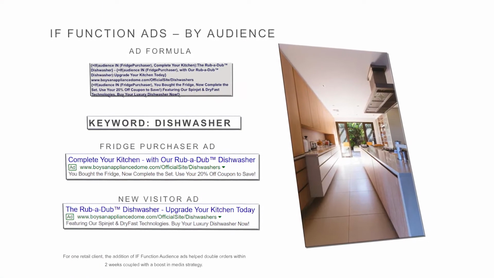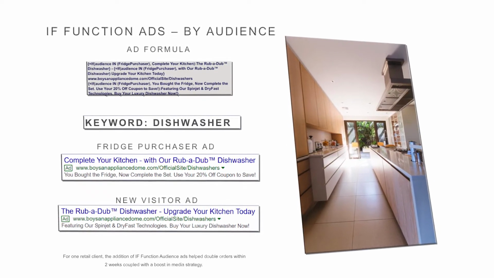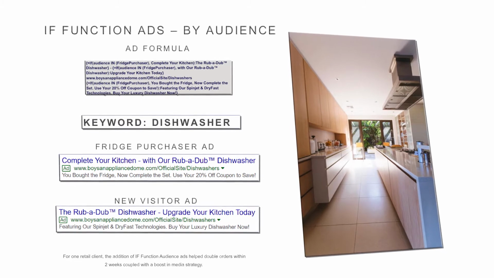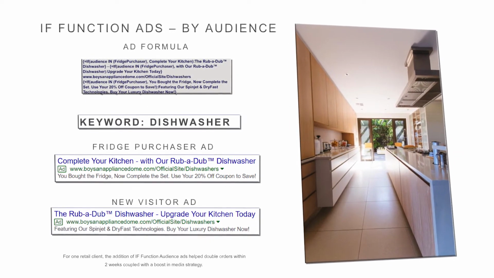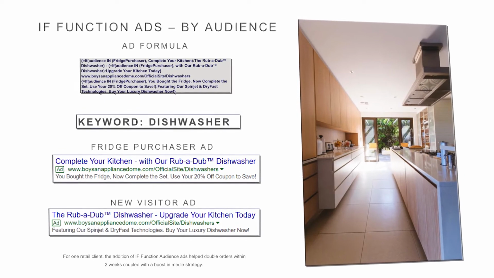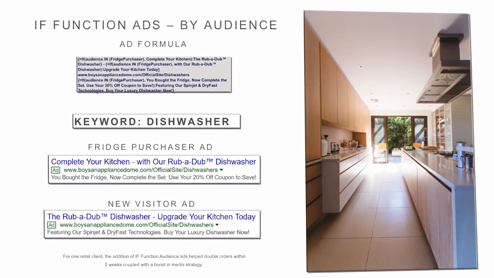If function ads are also a great companion for an e-commerce client. For example, there are two types of users searching dishwasher. One has purchased a fridge from us in the past, the other is a brand new user. Using the formula above, we're able to create specific ad copy for fridge purchasers, trying to compel them to complete the matching set and buy the dishwasher, using a 20% coupon code as a way to compel them to click on the ad and maybe even convert. Any other generic brand new user who's searching is going to see our standard ad that basically just highlights the brands that we have available.